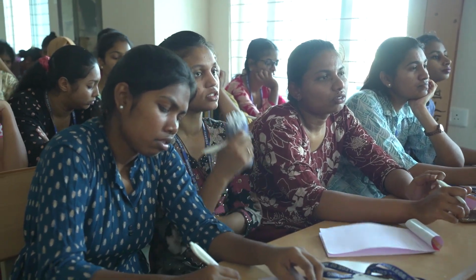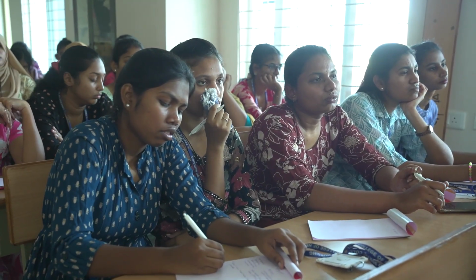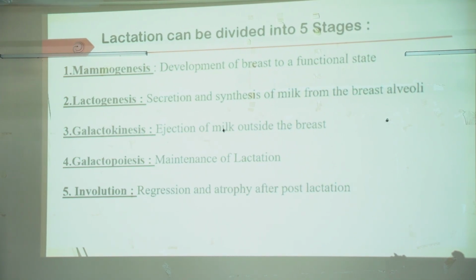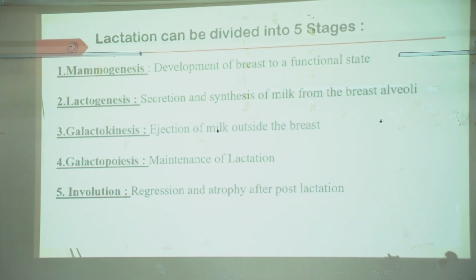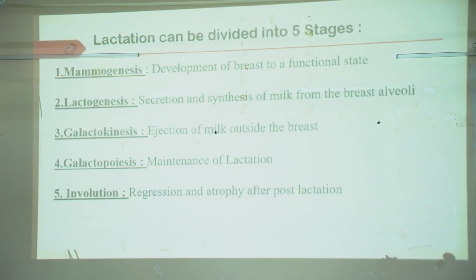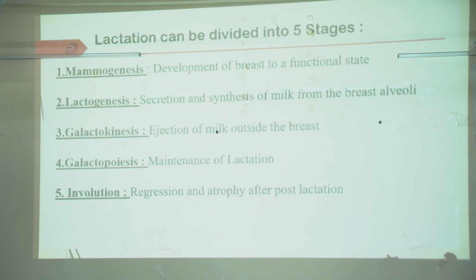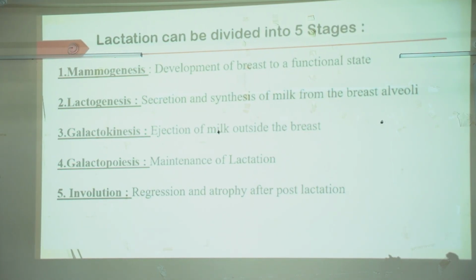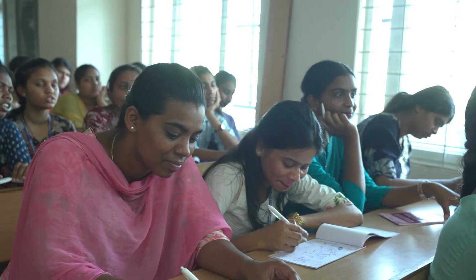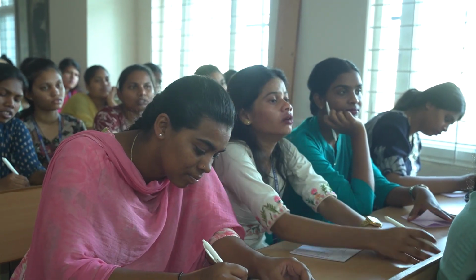Now coming to the physiology of lactation. How the milk is being produced and how it comes out. The development of the breast into its functional state is known as mammogenesis. Then secretion and synthesis of milk is known as lactogenesis. Then let down of the milk, that milk coming out of the breast, is known as galactokinesis. Kinesis is movement, right? Genesis is formation. So coming out of the breast is known as galactokinesis.